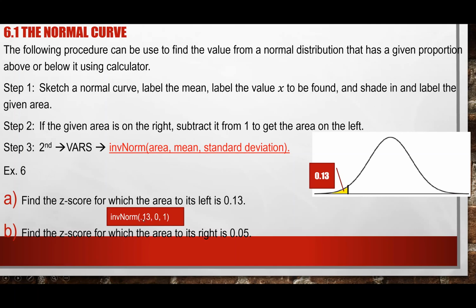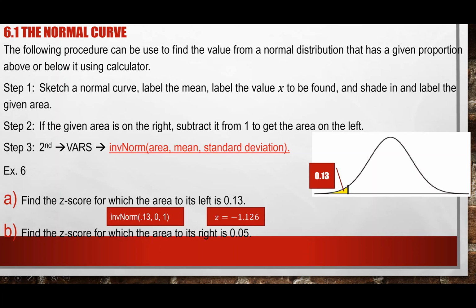When you type in your calculator, this area will never be bigger than 1, okay? Because the area underneath the curve, the maximum is 1. So if you put in 13 or 5 as the area, it will tell you it's an error. So again, as a reminder, you hit 2nd VARS, and then you choose the inverse norm. You put in 0.13, comma, 0, comma, 1, because for the z-score, the standard normal, your mean is 0 and your standard deviation is 1. Once you plug that in, this is what you should get.